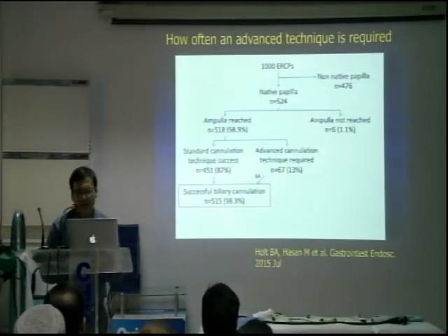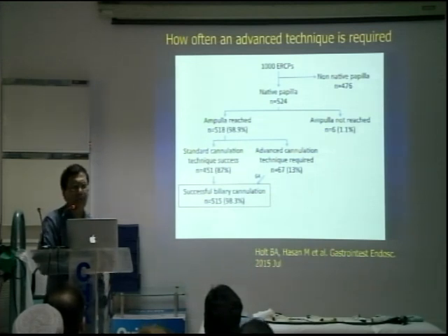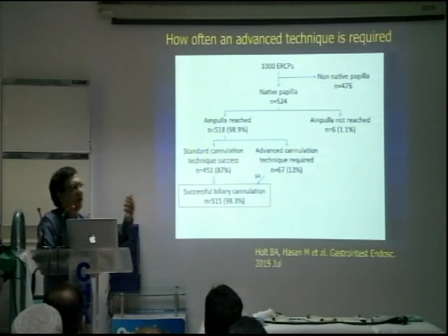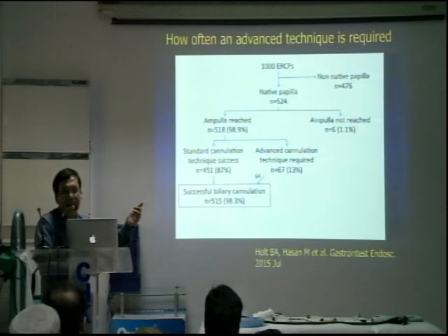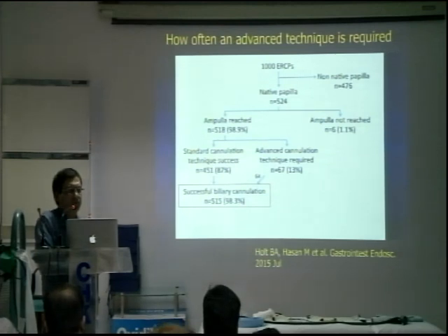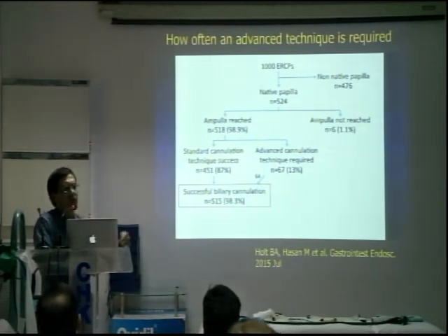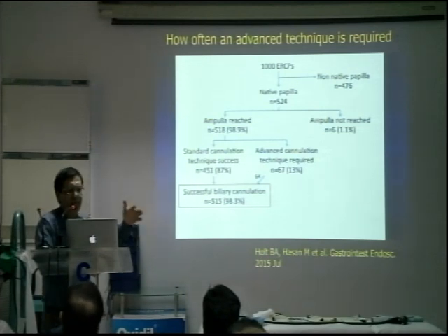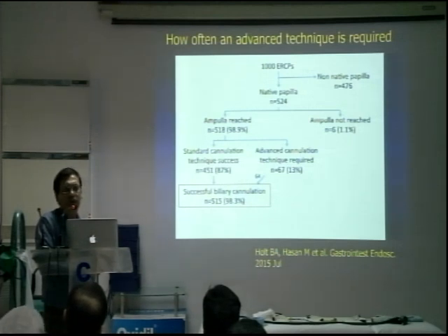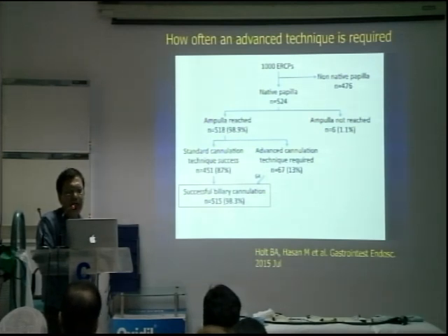So this is one of our studies from our center. We just followed those, like we're talking about cannulation success, how often you need an EUS guided drainage or some other technique to get access to the bile duct. So we followed these for, I think it was 10 or 11 months, the 1,000 ERCPs. More than 500 of those were native papillas. Ampulla was reached almost 99%. And you can see that the standard cannulation technique, 87%.